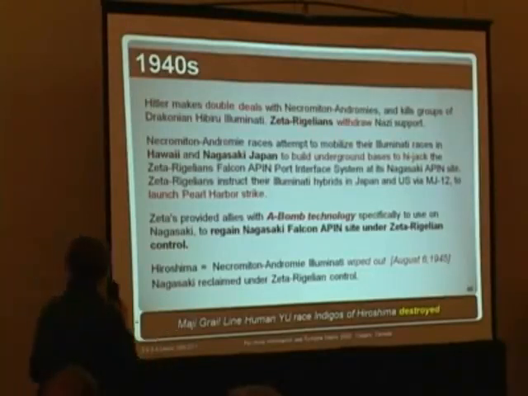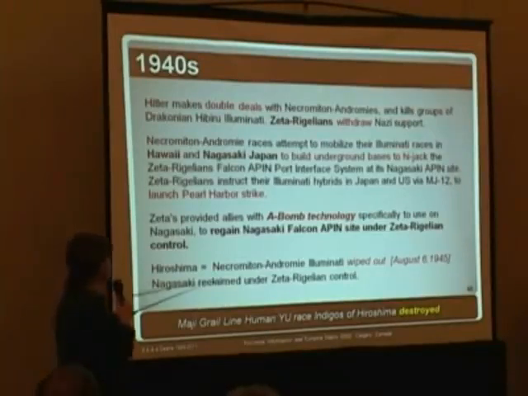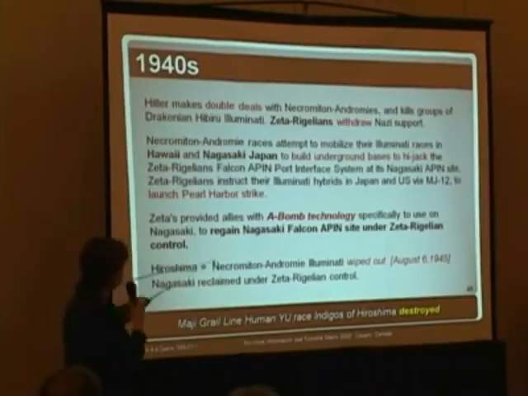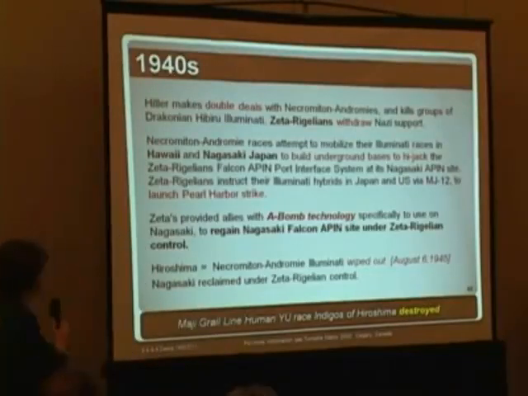So Hiroshima, Necromaton and Andrami Illuminati were wiped out. And that was August 6, 1945. Nagasaki was reclaimed under Zeta Regalian control. But not only were the Necromaton and Andrami Illuminati wiped out in Hiroshima, so was the Magi Grail line. The U races were destroyed. Okay.